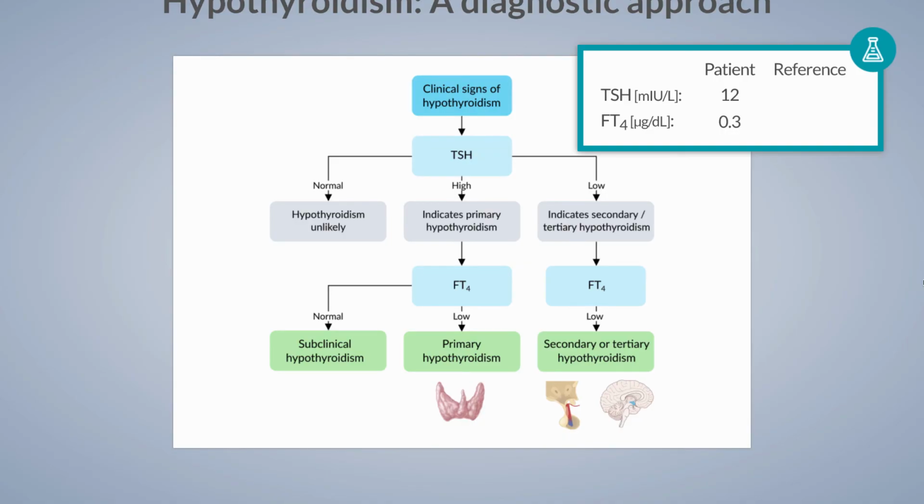The reference value for TSH is 0.5 to 5 milli-international units per liter. An elevated TSH value of 12 was found. The reference value for FT4 in adults is 0.7 to 1.8 micrograms per deciliter. A low FT4 of 0.3 was detected in the patient.